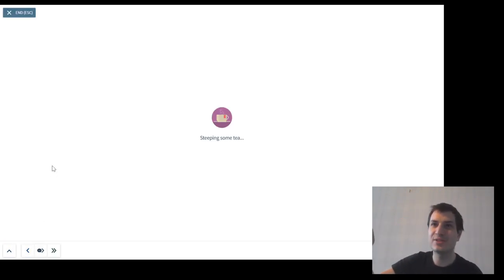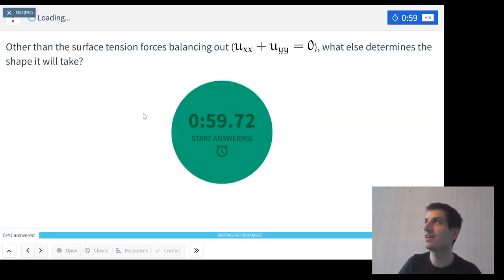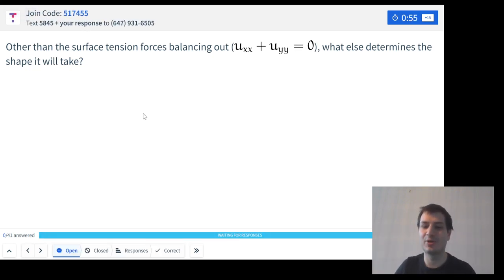So other than surface tension, so surface tension gives this u_xx plus u_yy equals 0 thing. What else determines the shape it will take? And I'll give you just 1 minute to do this one. I think some people already knew what it was.